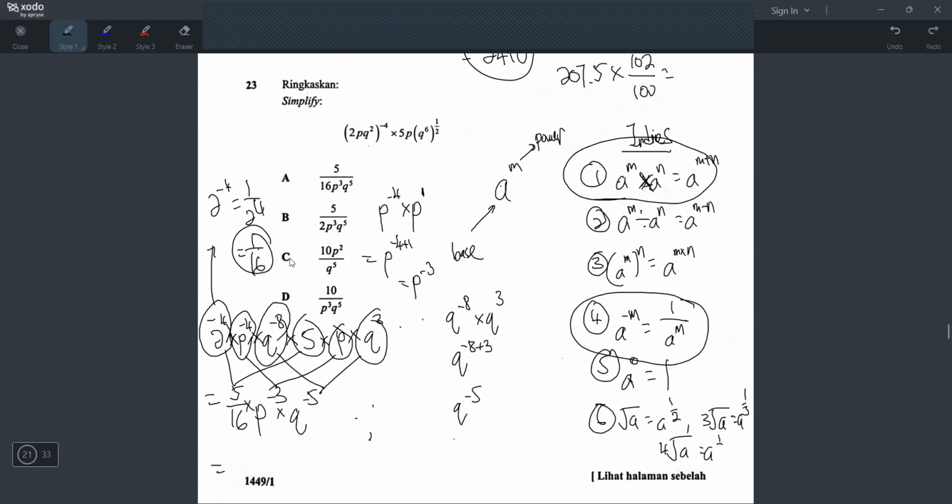But if you look at A, B, C, D, tak ada jawapan. But actually, you know already it's A lah. Because if you look at B also, you know wrong already. 5/2, 10, you know it's A already. But I want to show you, why is it A?